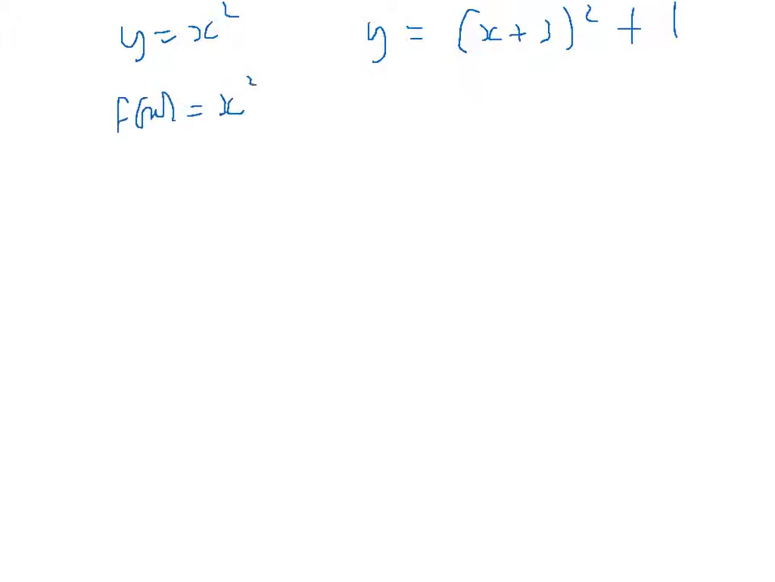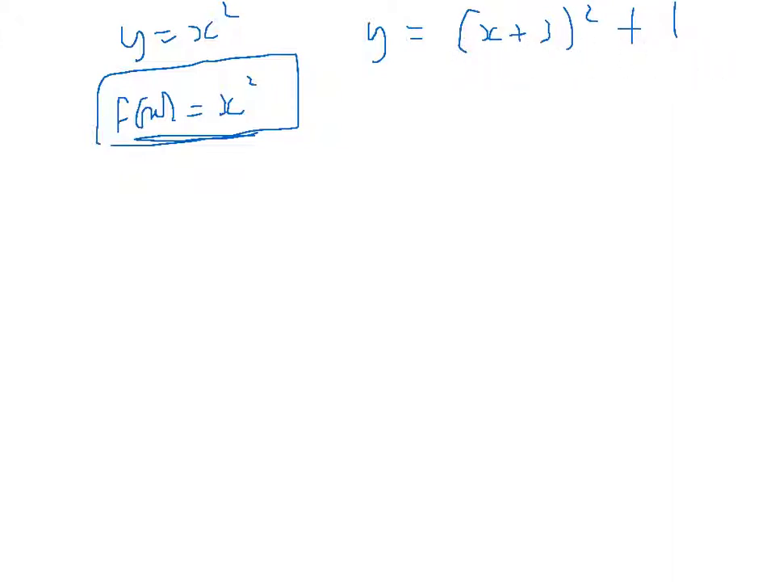So let's say the question asks, what transformations have been done to y equals x squared to get to y equals x plus 3 all squared plus 1, for instance. And this is where our rules come in. So we start with our f of x equals x squared, because remember, everything comes from these core 3 graphs that we remembered at the start of this video. We need to know what steps are needed to get from here to here.